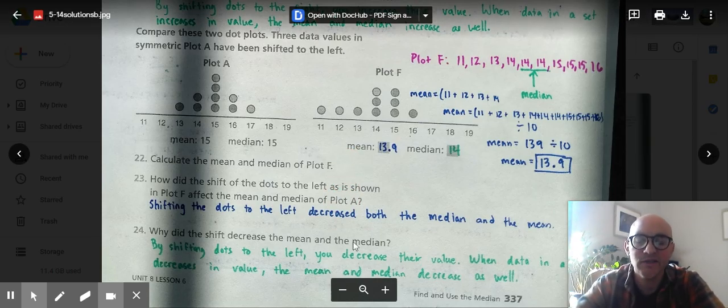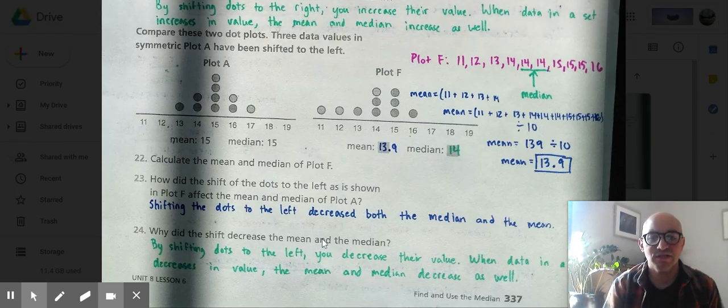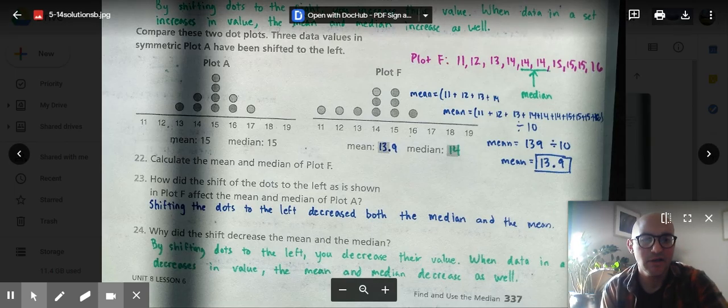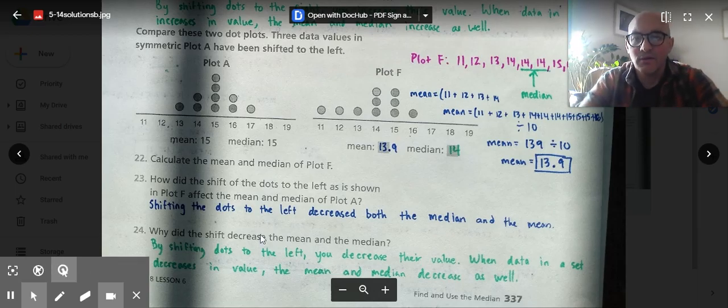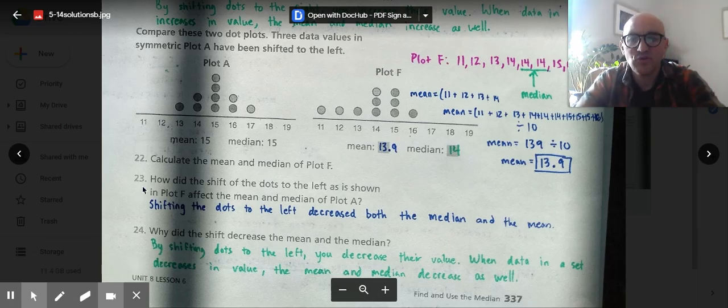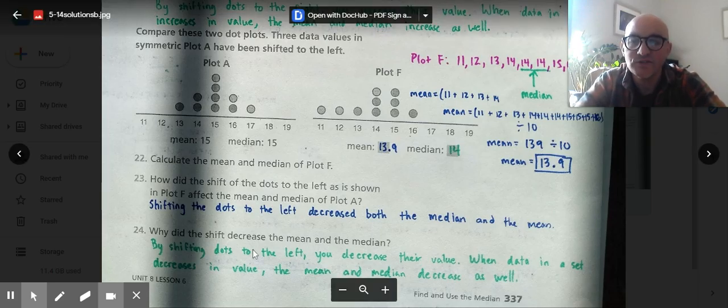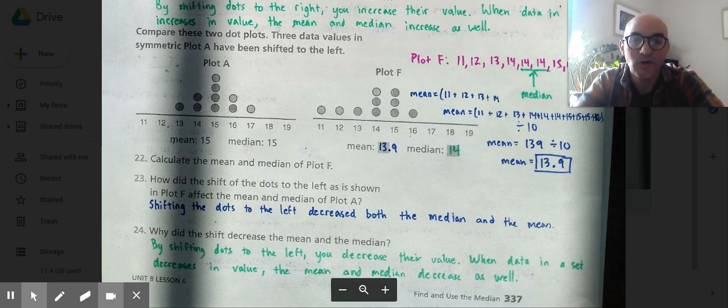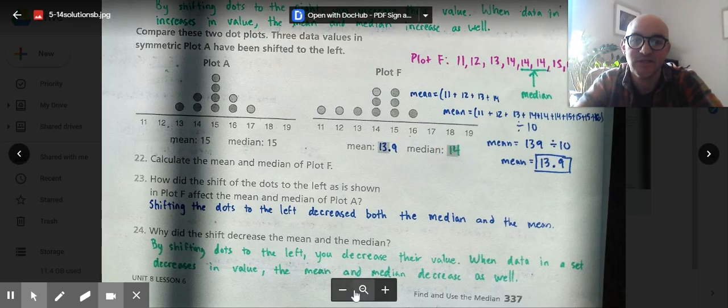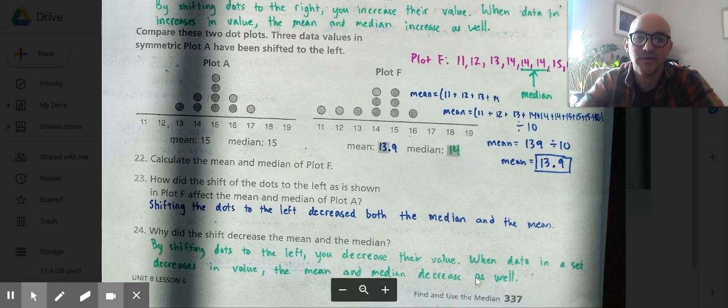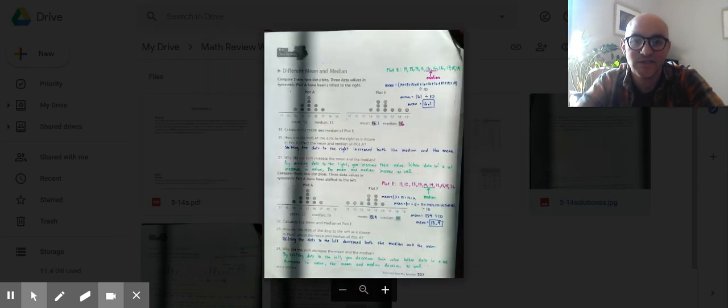Okay? And then here's our last part. Why did the shift decrease the mean and the median? So we have to explain our thinking a bit. Pretty straightforward. When we're shifting dots to the left, when we take a 15 and turn it into a 13, we decrease its value. When we take a 14 and turn it into a 12, we decrease its value. If I take a 17 and shift it over to a 14, I decrease its value. So when you shift dots to the left, you decrease their value. When those data decrease in value, the mean and the median decrease in value as well. So that's it. That's all we had to do, just that simple explainer, putting those two concepts together.